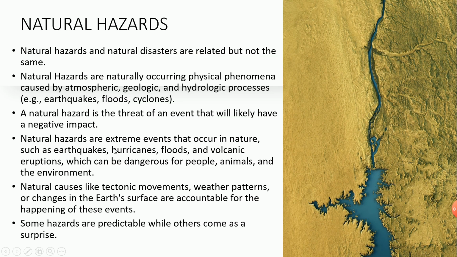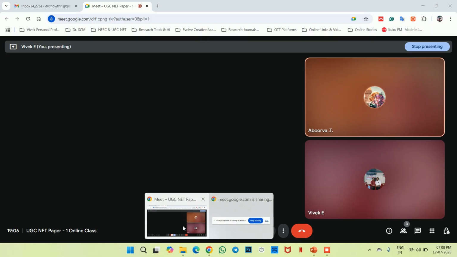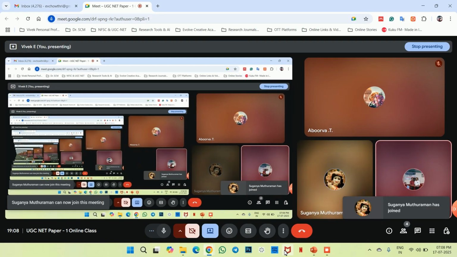So these natural hazards are extreme events that occur in nature, like earthquakes, hurricanes and all those things, which can be dangerous for people, animals and the environment. So how are they caused? They are caused by natural causes like tectonic movements, weather patterns or changes in the earth's surface that are accountable for the happening of these events. Some hazards are predictable while others come as a surprise. So natural hazard means that when an earthquake or an incident happens, that particular incident is known as a natural hazard.